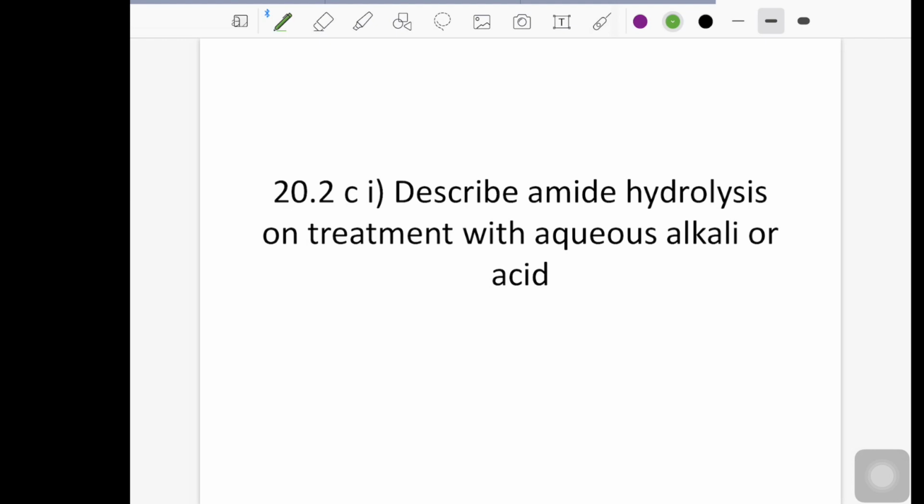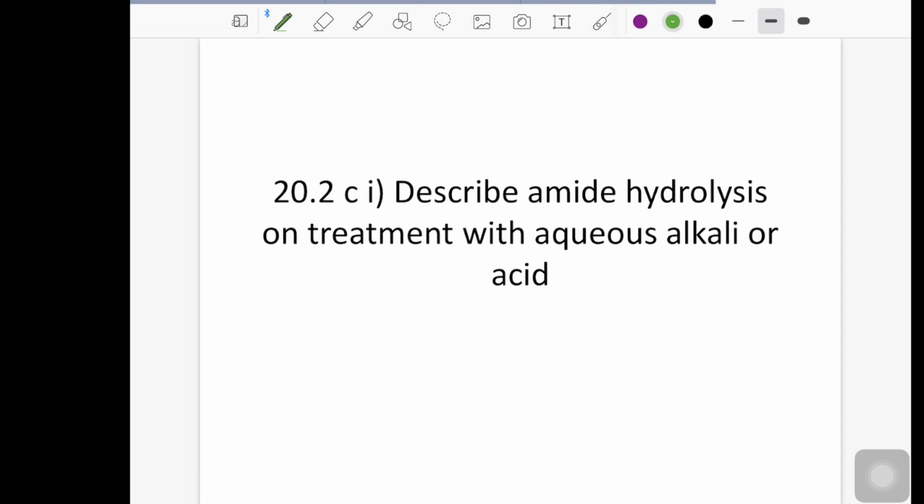The next one is describe amides hydrolysis. This is similar to ester hydrolysis, by acid or alkali. Both have their own advantages and disadvantages depending on what you want to collect. With esters, you are breaking them down into carboxylic acids and alcohol. For amides, you're breaking it down into carboxylic acids and amine. Carboxylic acid is an acid, amine is a base, so you will see something interesting going on.